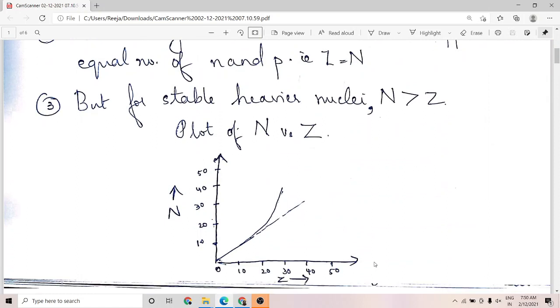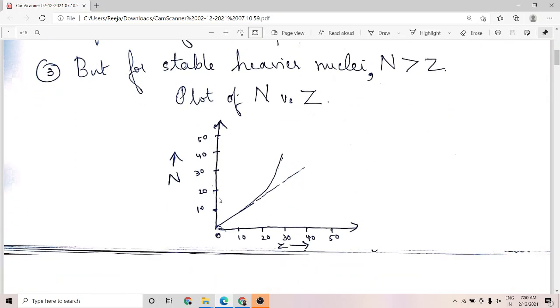Now, a plot of N versus Z is shown here. That is, number of neutrons on the y-axis, number of protons or atomic number on the x-axis. It is found that lighter nuclei, that is Z less than 20, exist in a stable condition when the number of neutrons and protons are equal, and as the atomic number increases, that is, as the number of protons increases, the heavier nuclei are found to be stable when their number of neutrons is greater than the number of protons.